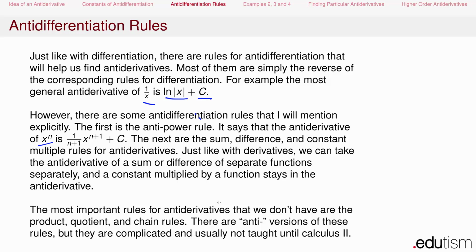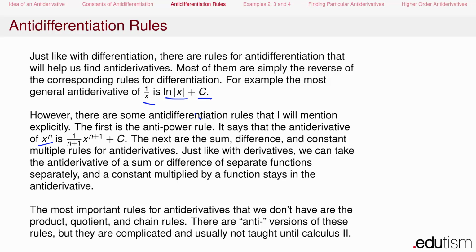The sum, difference, and constant multiple rules will also apply for antiderivatives. They're basically going to be the same as the sum, difference, and constant multiple rules for derivatives. Basically, what we can do is take the antiderivative of a sum or difference of separate functions separately, and if we have a constant multiplied by a function, that constant is going to stay in the antiderivative.